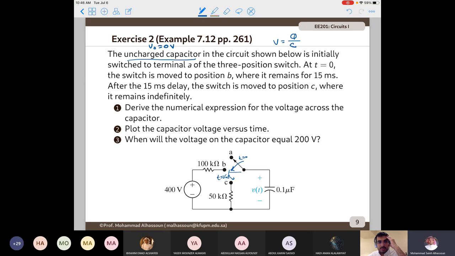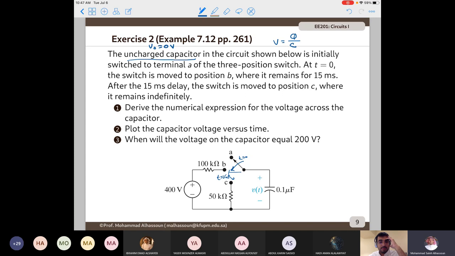So the capacitor was initially at terminal A of a three position switch. At t equals zero, the switch moved to position B, like we said. Then it remains there for 15 milliseconds. After 15 milliseconds, the switch moved to position C, where it remained indefinitely.